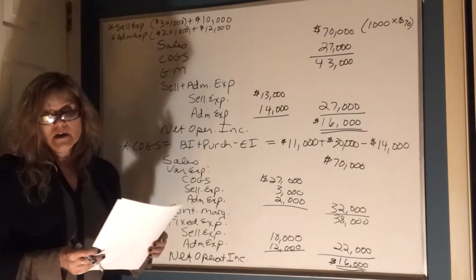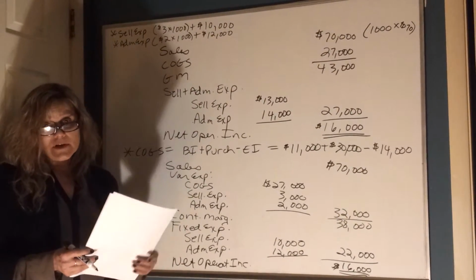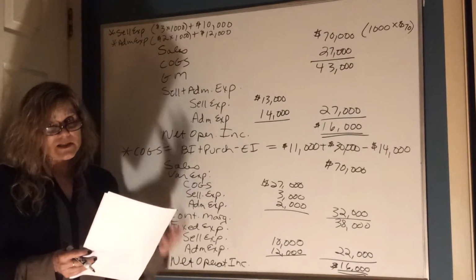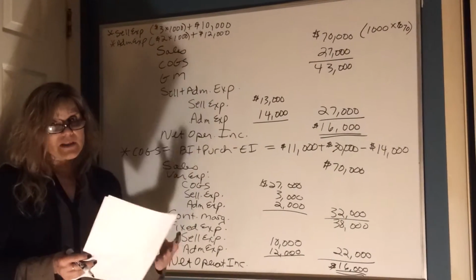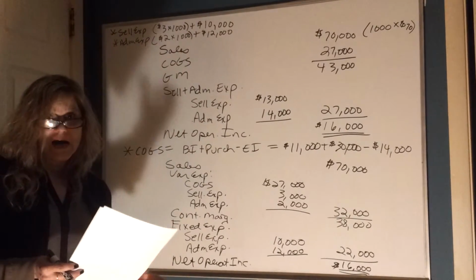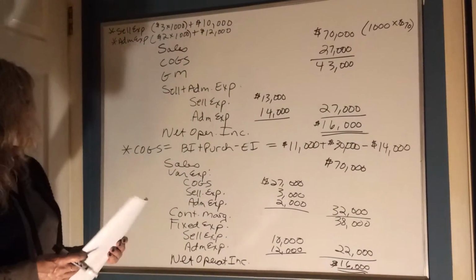The reason we divide this between our variable and fixed costs is because there's a lot of quick decisions we can make having that information. So that's the whole purpose behind it, is to make some real quick decisions.